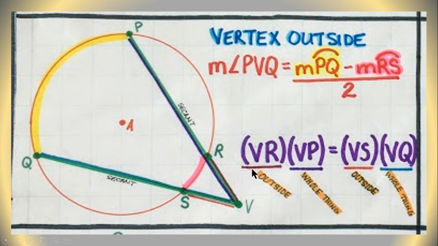This is the first example where the vertex is on the outside of the circle, and the angle intercepts a pink arc and a yellow arc. To find the measure of angle PVQ, you have to subtract the bigger yellow arc minus the smaller pink arc and divide by 2. And that will tell you this angle.